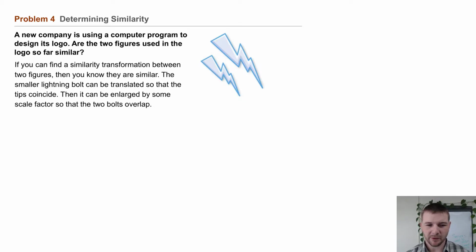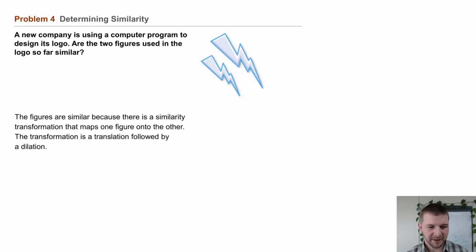The smaller lightning bolt can be translated so the tips coincide. Then it can be enlarged by some scale factor so the two bolts overlap. The figures are similar because there is a similarity transformation that maps one figure onto the other. The transformation is a translation followed by a dilation.